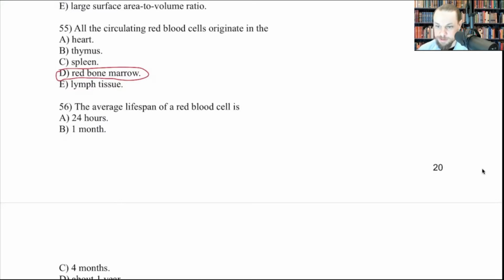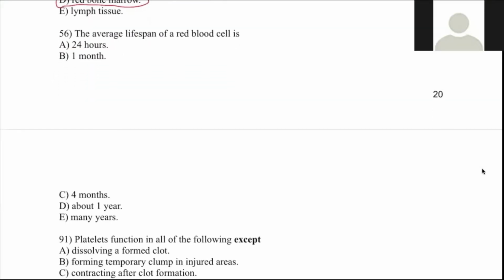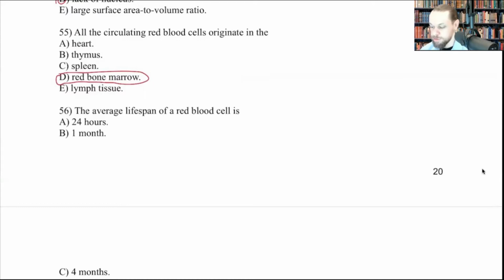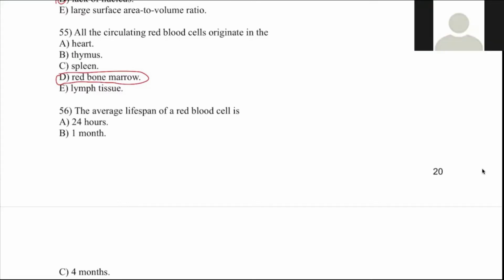56. We have Syed for number 56. Would the answer be E as well? Red blood cells are not made in the lymph tissue. Lymph tissue usually has lymphocytes in it, right? And that's basically the uptake of plasma that gets secreted in the capillaries, right? So red bone marrow is what basically makes red blood cells, right? Progenitor cells, specifically the stem cells in the bone marrow. The lymph does not make that. We're going to talk about more of that in depth today.